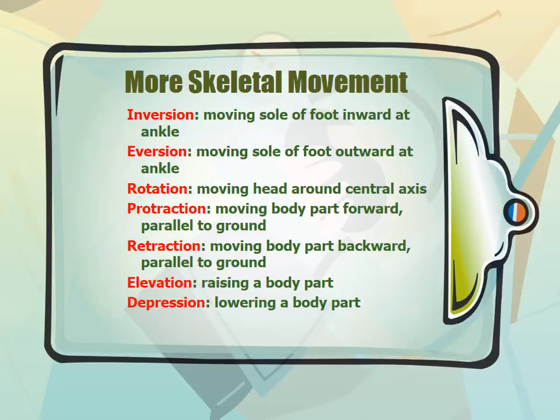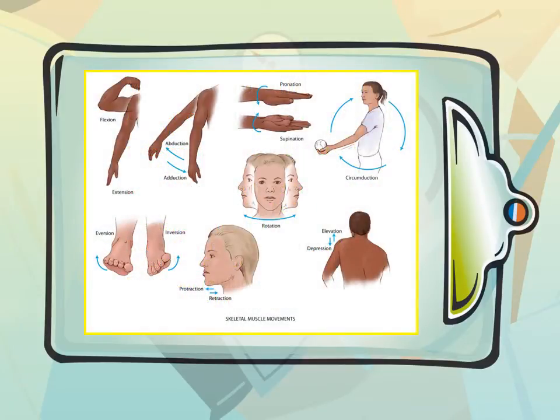So like we could move our shoulders forward. Retraction would be moving that body part backward and parallel to the ground. So when we move our shoulders forward, it's protraction. When we move them back, it is called retraction. Elevation, which is raising the body part, which could mean that we are shrugging our shoulders. And when we lower those shoulders back down, that would be referred to as depression. You can look at those at your leisure.